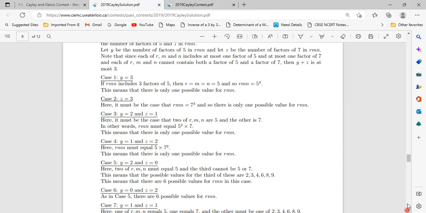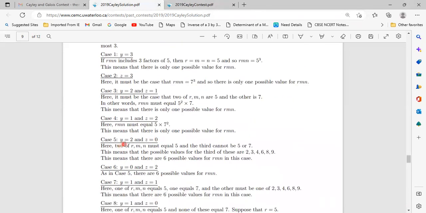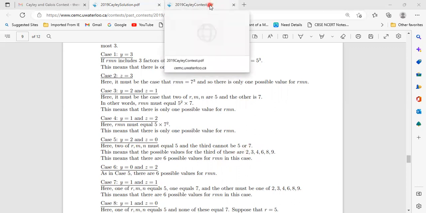Okay. And what if you have y is equal to 2 and z is equal to 0? It's still lesser than 3, but it is allowed because we are just checking for utmost condition. So this is allowed. So 2 of RMN must be equal to 5 and the third cannot be 5 or 7.